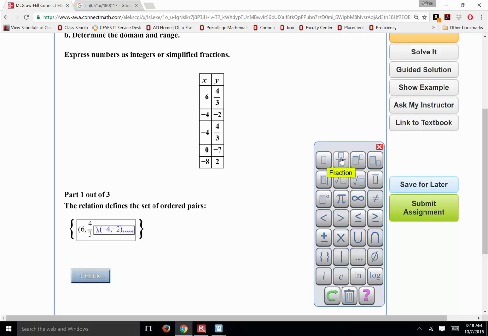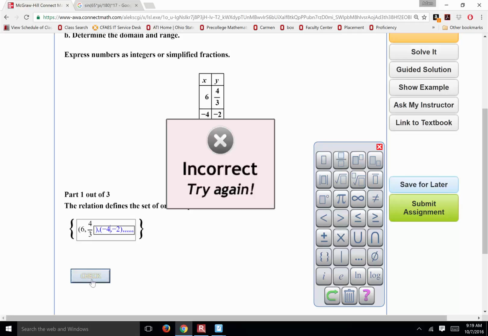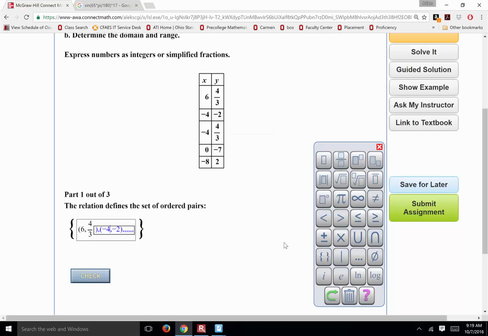So what would you do for 4/3? You said you didn't want to repeat it. Oh no, not in domain. When you're writing domain or range, we don't repeat it. I know this is gonna be wrong because I didn't type in everything, but in the second part, we're gonna write domain next.